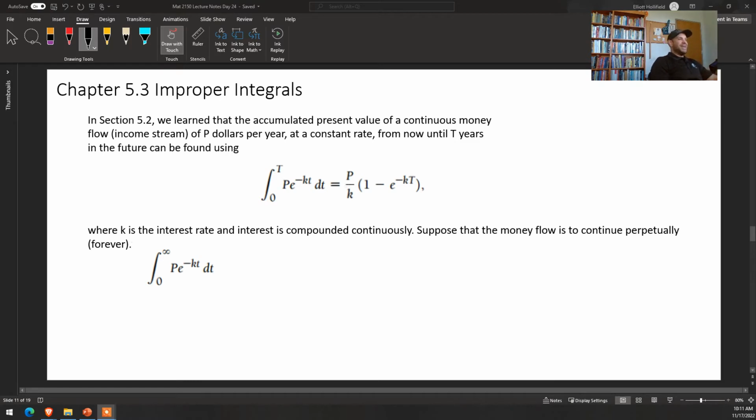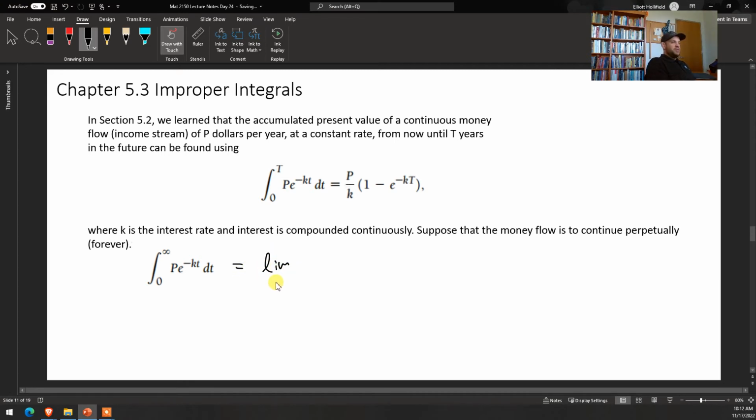Next, we have an application of improper integrals. In our previous section, we learned that the accumulated present value of a continuous income stream is given by this expression. Here, k is the interest rate, compounded continuously, and now we're going to suppose that the money flow is to continue forever, or perpetually. That means that our upper bound of integration is actually infinity. So let's compute this and show the formula that we get once we compute this improper integral.